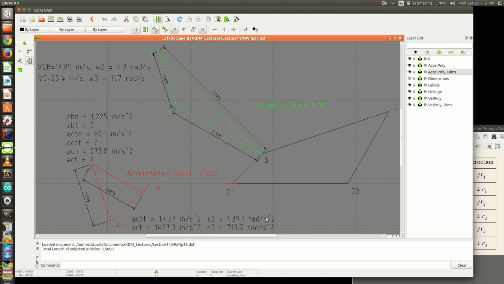So that concludes this particular demonstration. Again, this is homework problem 4.35. I urge you all to try this on your own. Take a piece of graph paper, take your ruler. If you have some other drawing instruments, feel free to use them. Take a stab at it.